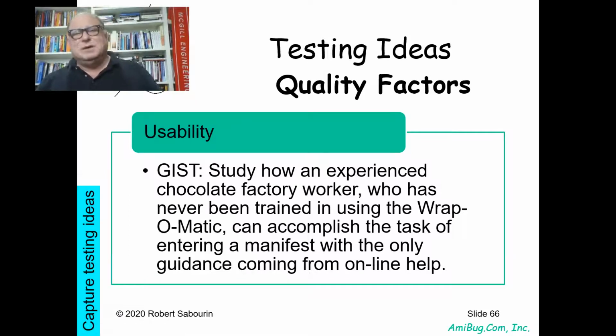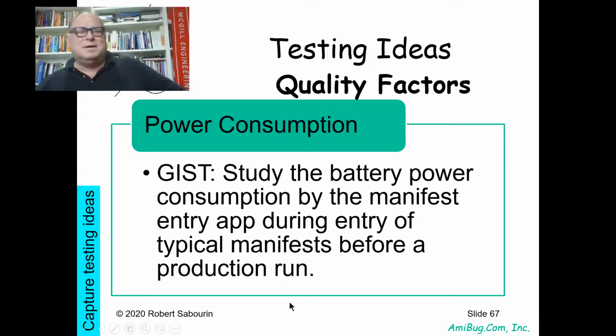Usability. Study how an experienced chocolate factory worker who has never been trained to use Rapamatic can accomplish the task of entering a manifest with only guidance coming from online help. That's an excellent example of a usability experiment. You take an expert user, you only give them a little bit of online help, no training, nothing, and see if they can do the task. Power consumption. Study the battery power consumption by the manifest entry app during entry of typical manifests before a production run.